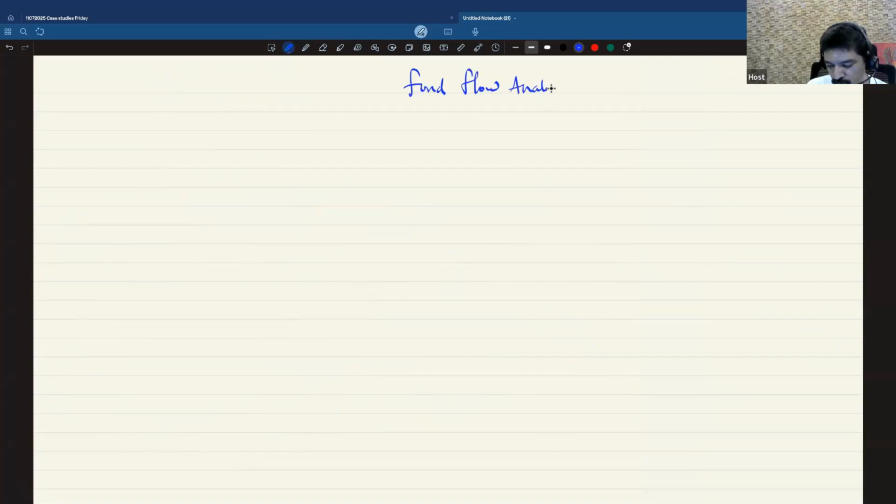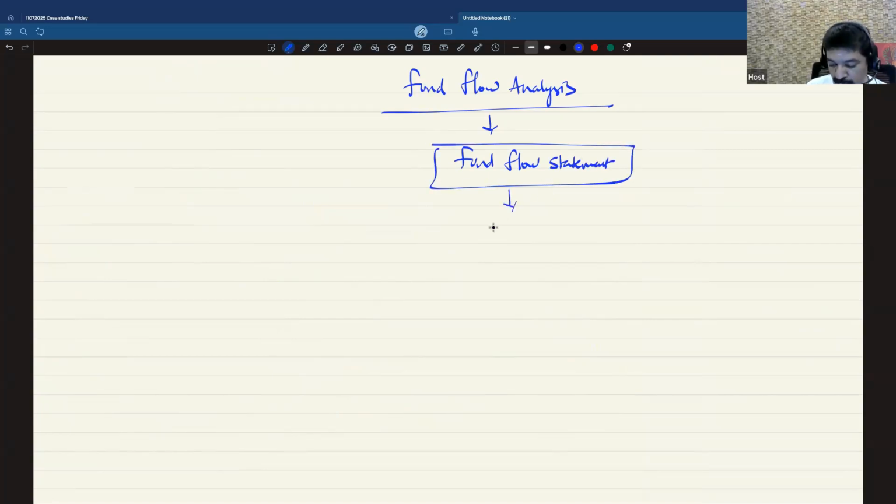When I say fund flow analysis, it means we are going to analyze the fund flow statement. Is this fund flow statement a mandatory financial statement? Do any of you have an idea about that? If you ask me, the answer is no. This fund flow statement is not a mandatory financial statement.